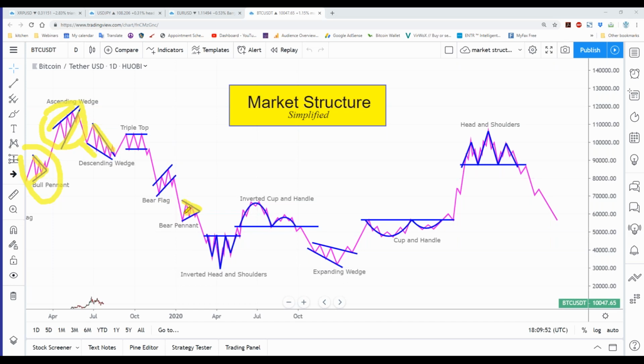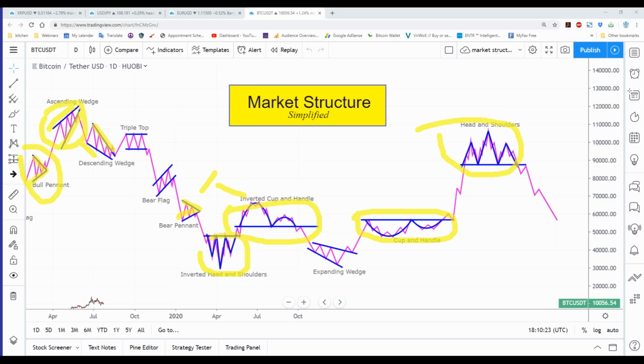Okay, a bear pennant looks like a symmetrical triangle. And we have asymmetrical triangles and descending triangles, depending on which way they are pointing. Then we have the cup and shoulder, the cup and handle, and the inverted cup and handle. And then we have the famous head and shoulders and the inverted head and shoulders. This is primarily all of those patterns, but most of them I lump into, from my interpretation, triangles.